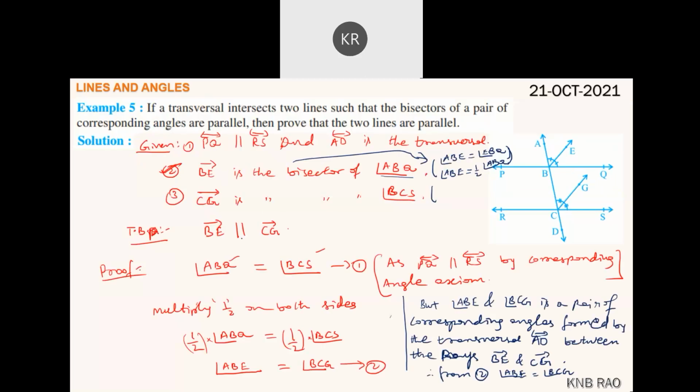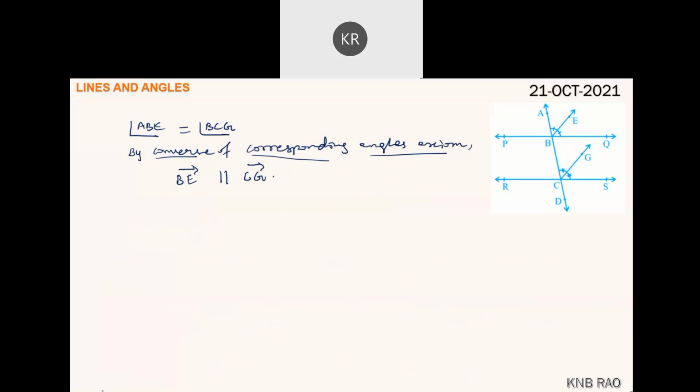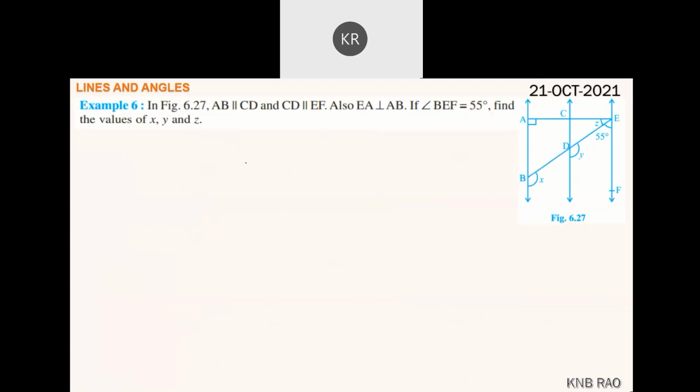Where is the to be proved? Yeah, we have done this to be proved. Okay, this is how we go. Then moving on to question number 6. What is to be done? Tell what is to be done in figure 6.27. AB parallel to CD, CD parallel to EF, finding the value of x, y, z. Value of z is 45, sir.